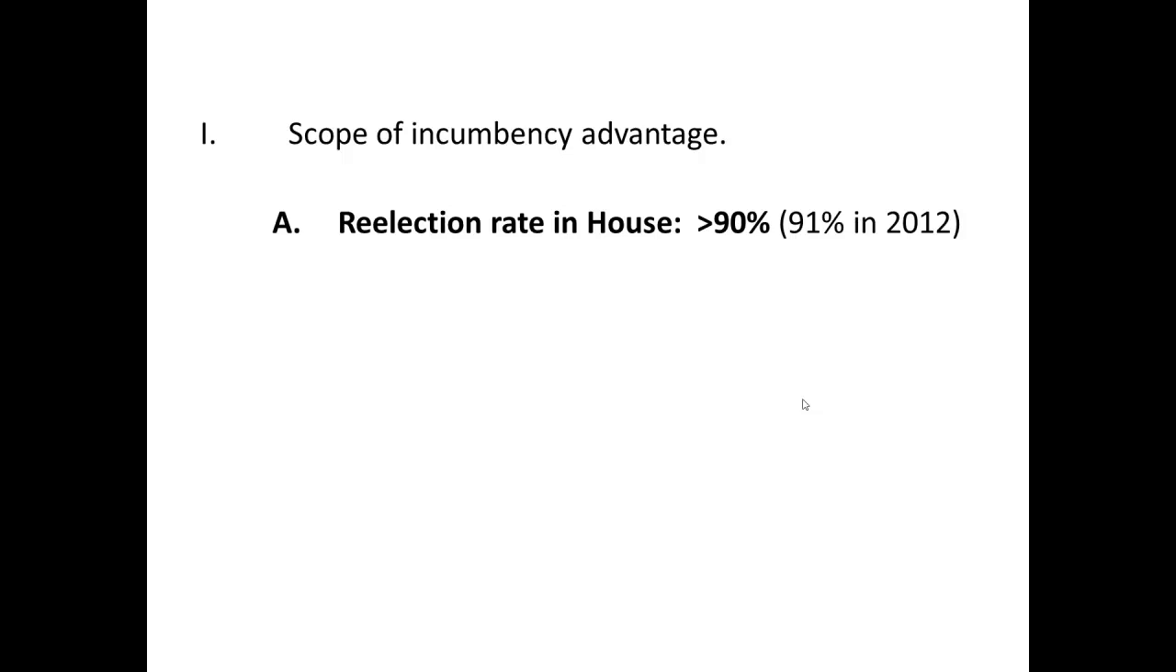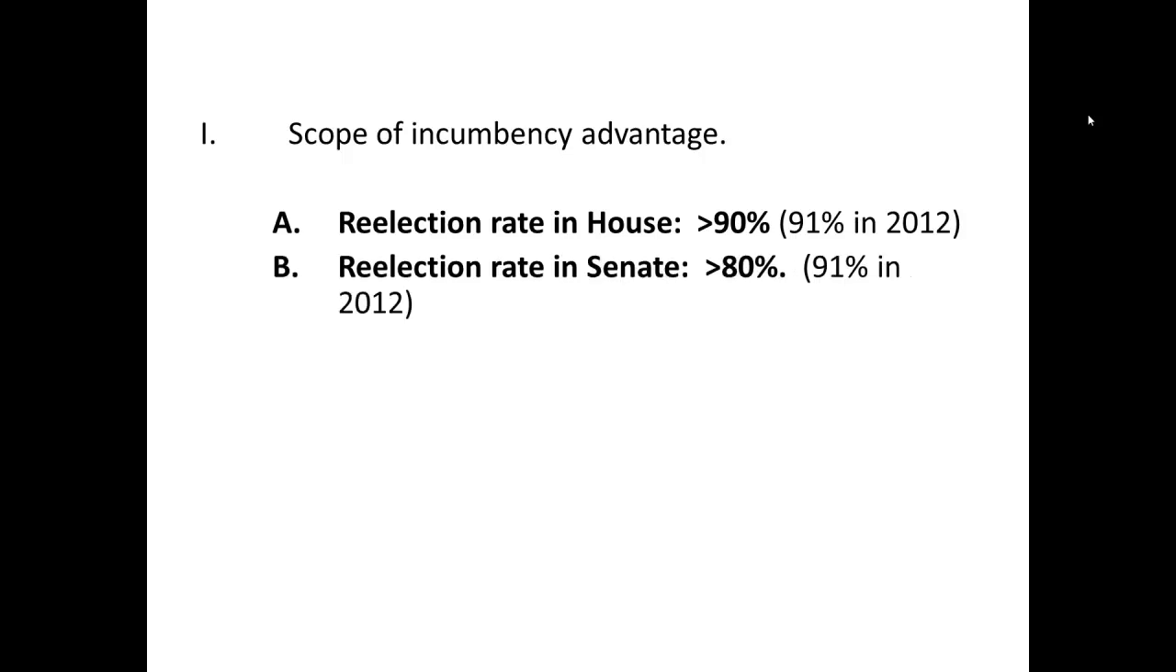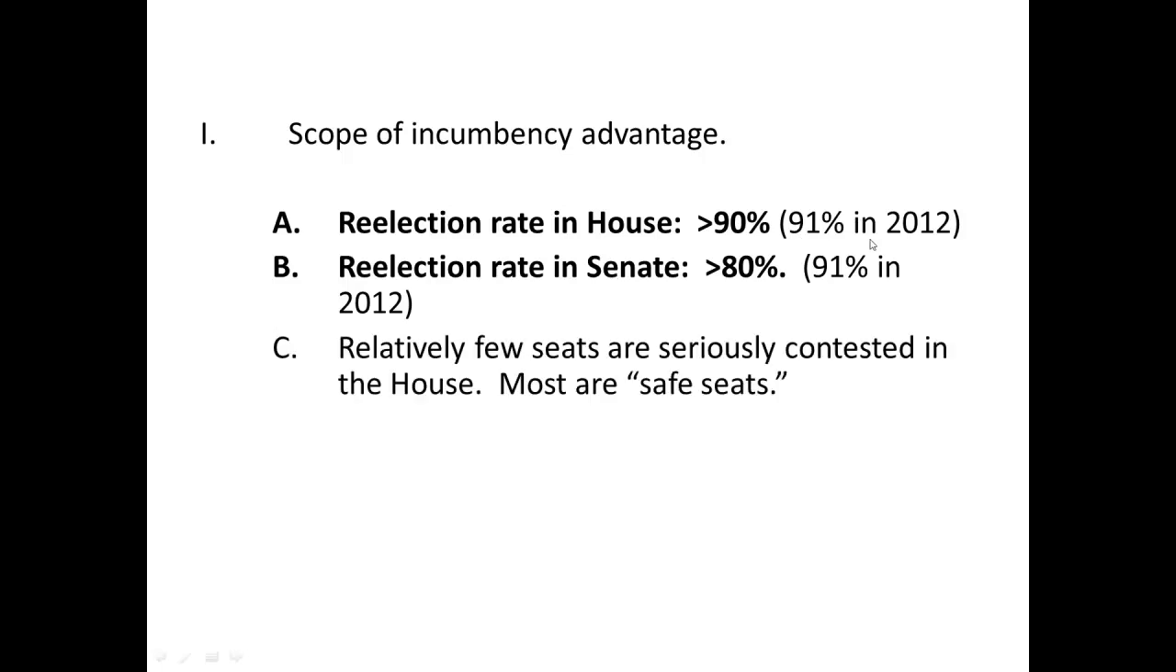Okay, we've talked about it before. The re-election rate in the House of Representatives is over 90%. In 2012, it was 91%. Remember, incumbency is when someone is running for a second time or more. It means they've already been in office. For the Senate, it is usually over 80%, and you see in 2012, it was exactly the same as the House, 91%.